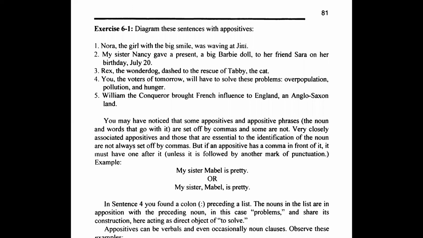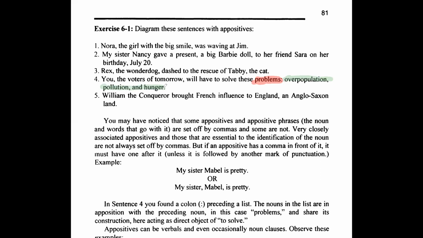Number 4: You, the voters of tomorrow, will have to solve these problems. Problems is a noun. And as a noun, it has the opportunity for apposition. Now, what's another way of saying these problems? Overpopulation, pollution, and hunger. So these 3, overpopulation, pollution, and hunger, right? They're appositives for the problems. It's like all 3 make up the appositives for problems.